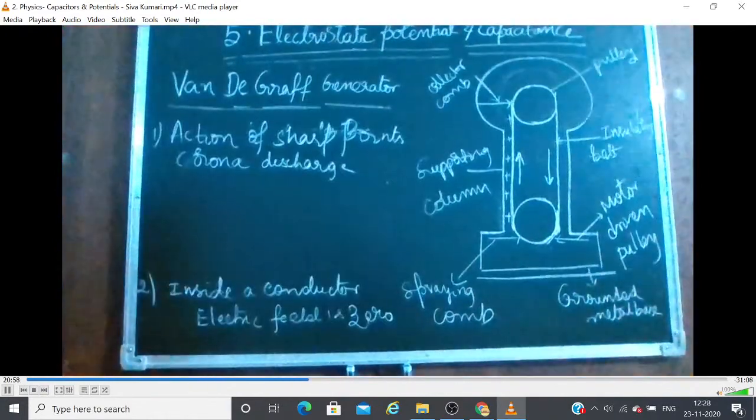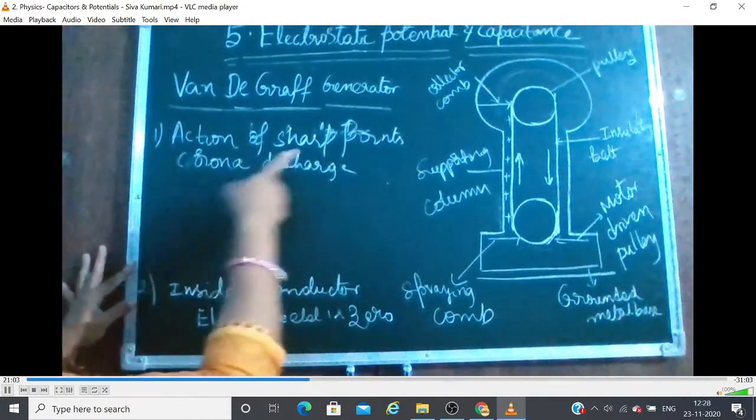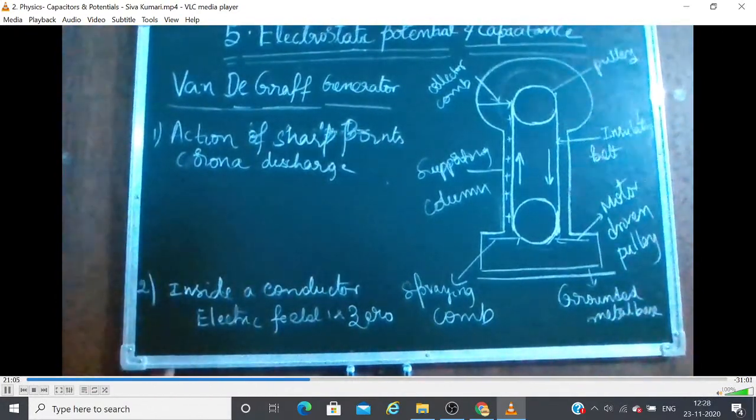It depends upon two principles. One is action of sharp points or corona discharge, and the second one is that inside a conductor the electric field is 0. Now let us see corona discharge. Actually, we have the formula for the charges.